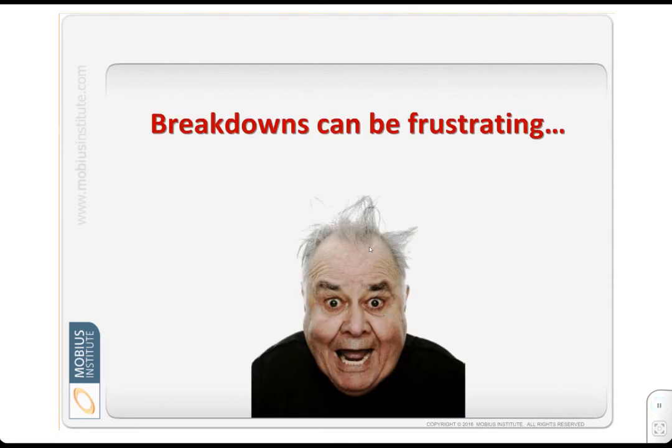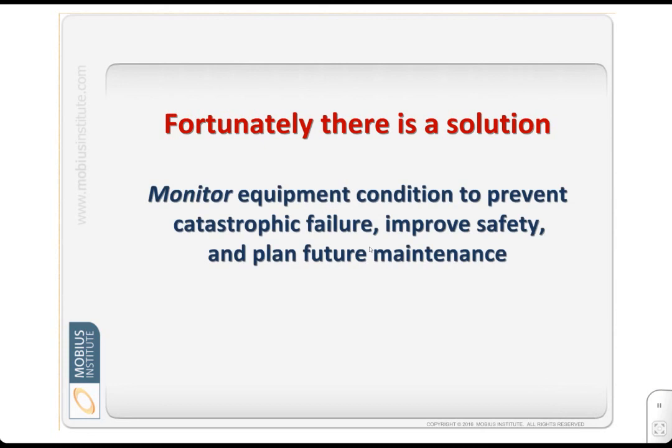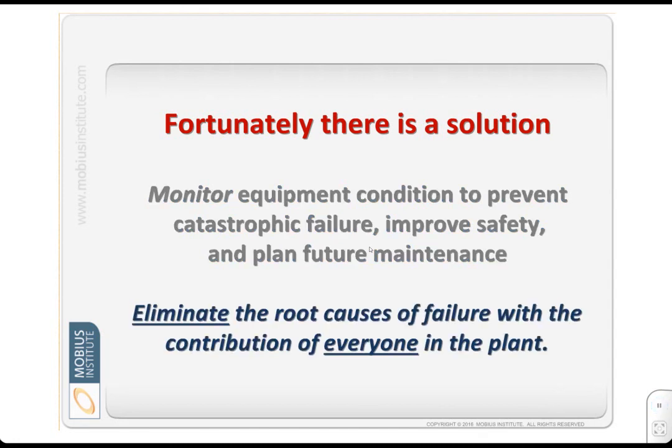So in conclusion, no doubt about it, breakdowns can be so frustrating, absolutely. But there is a solution. We can monitor the condition of the equipment to prevent the failure. We can improve safety and the impact on the environment, and we can plan future maintenance. Hey, that is great right there, absolutely. But if we eliminate the root causes of failure within the plant, and then we achieve the contribution of everyone in the plant, that's when we'll have success.